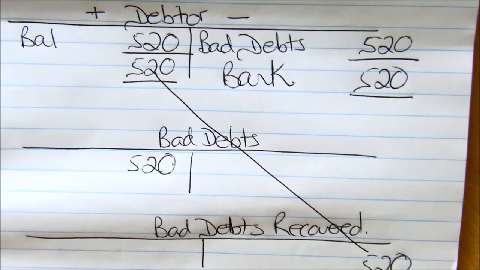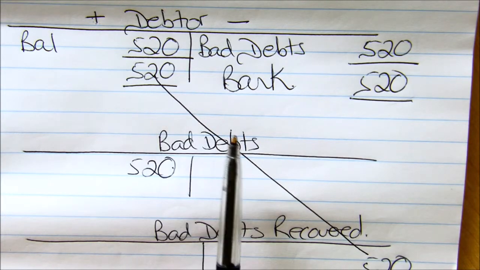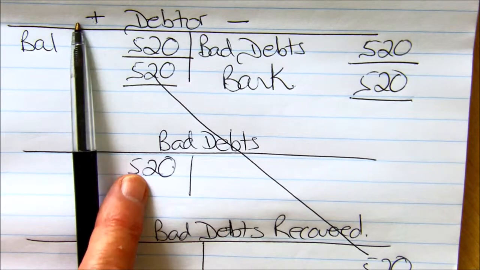Now when you have problems like these type of accounts, draw yourself rough T accounts, and then it's always easier to see what you have to do. And if you've put the plus and minus on, you can see that you are plus.